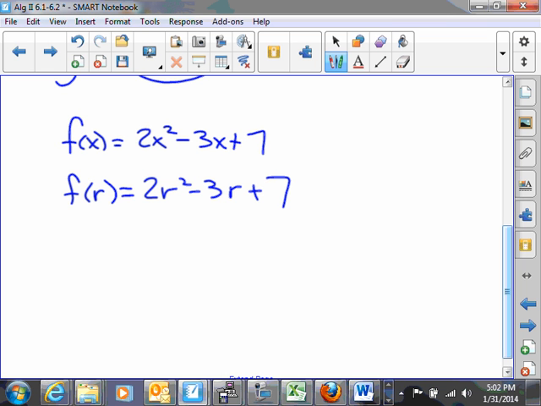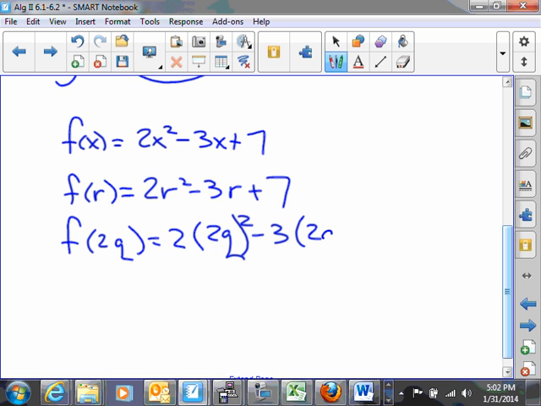Yes. Well, how about f of 2q? Now that would be 2 times (2q) squared minus 3 times 2q plus 7. And this would require some simplification. Remember, you do exponentiation first. So (2q) squared is 4q squared, and 4q squared times 2 would be 8q squared minus 6q plus 7. Okay. Once again, not too bad.